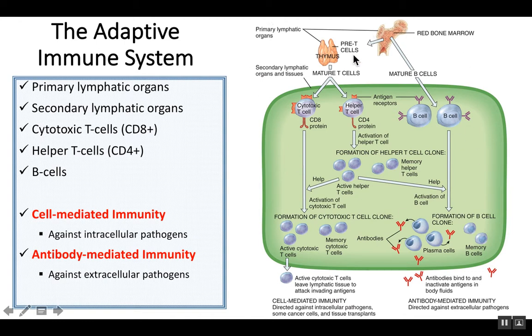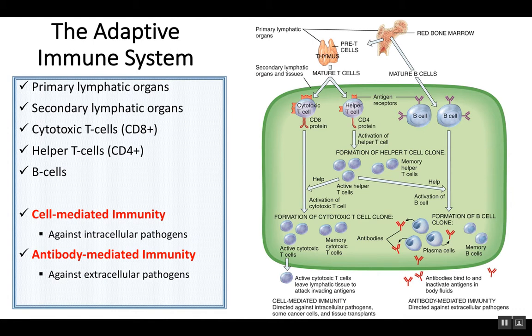At the top, we see where lymphocytes come from. They all come from bone marrow. So bone marrow is a primary lymphatic organ. It's the location of the production of lymphocytes. Both T lymphocytes and B lymphocytes come from bone marrow.